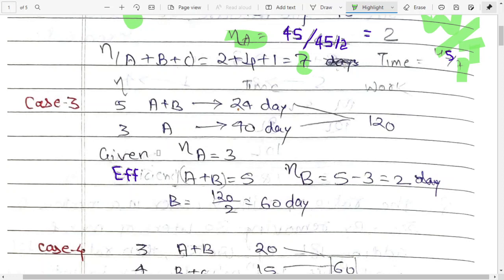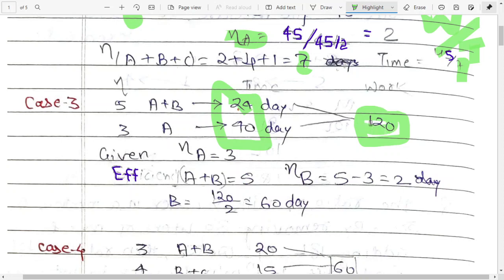So basically, suppose they have given only the data with time, that is the number of days: A and B working together for 24 days, and after B leaves, A continues the same work for the next 40 days. So you need to perform the basic format of that particular question, and after that you need to take the LCM of the total number of days required.